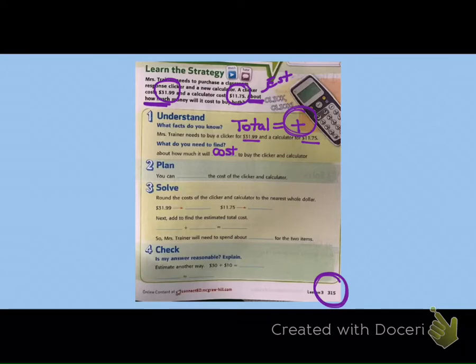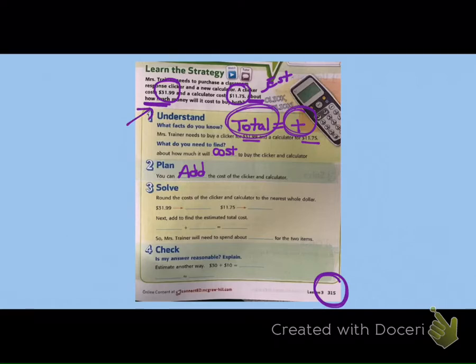All right, as we just talked about, we're going to add. Why? Because we are finding a total. That's why. All right, so since we are estimating, why are we estimating? Because it asks us about how much. That's why we're estimating. So like we did yesterday, we are estimating these two.